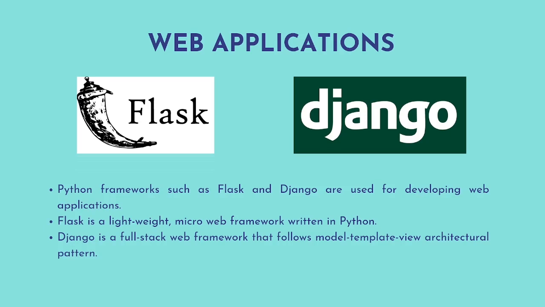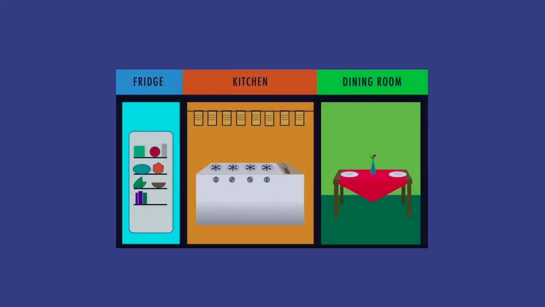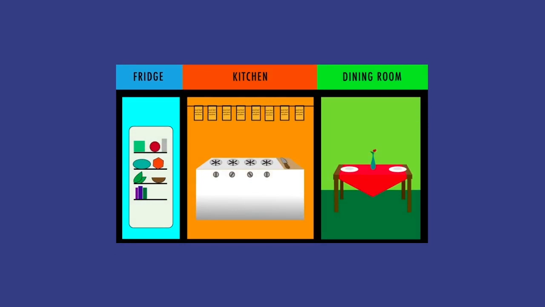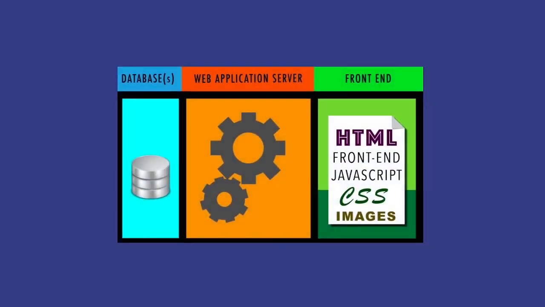Now, let's look at an overview of how a web application actually works. So here, in this picture, you can see that the fridge contains all the ingredients necessary to prepare a meal. In the kitchen, the actual meal preparation takes place, and in the dining room, the prepared food is served. So the fridge could be seen as the database or a series of data resources, and the kitchen is the web application server, and the dining room is a bundle of technology that contains primarily HTML, front-end JavaScript, CSS, and images. So the database and web application server together constitute the backend. HTML, CSS, and JavaScript constitute the front end. So here, typically JavaScript is used at the front end for validations and other DOM manipulations.